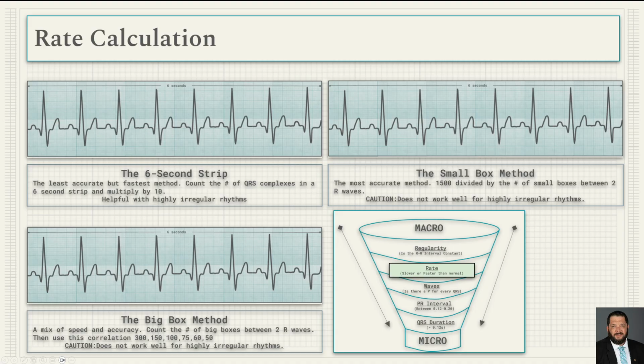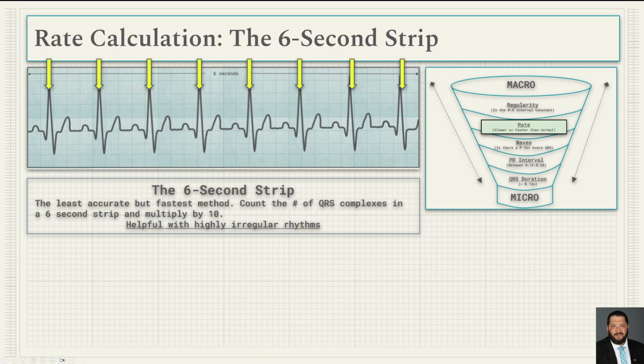Let's look at each of these a little more closely. Your 6-second strip method. So as you can see on the screen, we've placed yellow arrows marking each QRS complex, and with it being a 6-second strip, we'll take the total number and multiply by 10, giving us our rate of approximately 80 beats per minute.